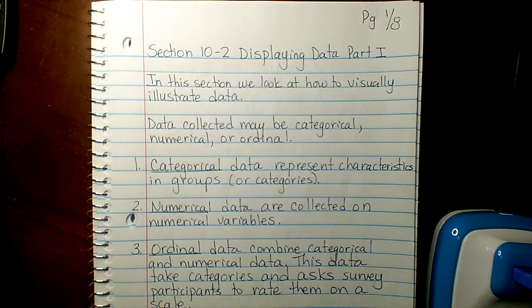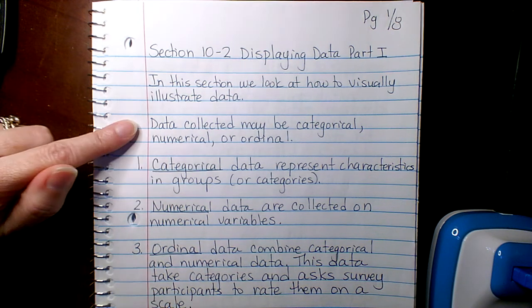Okay, so this is section 10.2, and this is the first section on displaying data. There's two sections to this. Why they chose to split this one up into two sections and cram so much other stuff into other sections is beyond me, but we're going to roll with it. So we're going to look at how to visually illustrate data. Now, some of these things I expect that you probably have already seen before. Some of these may be new, though.